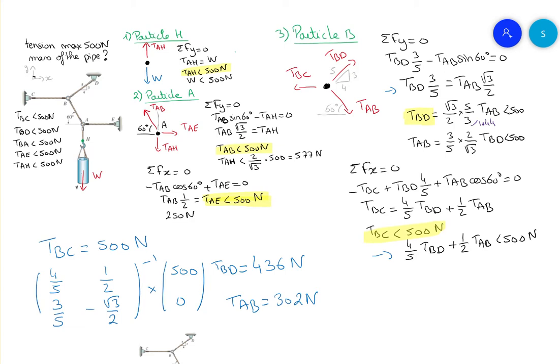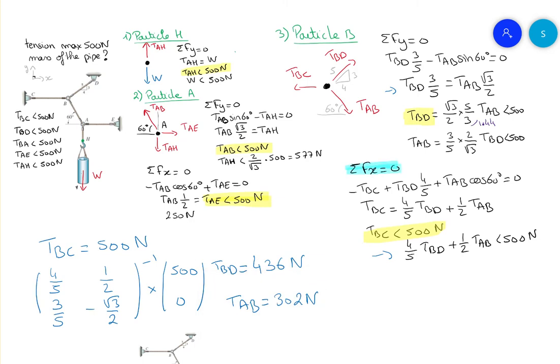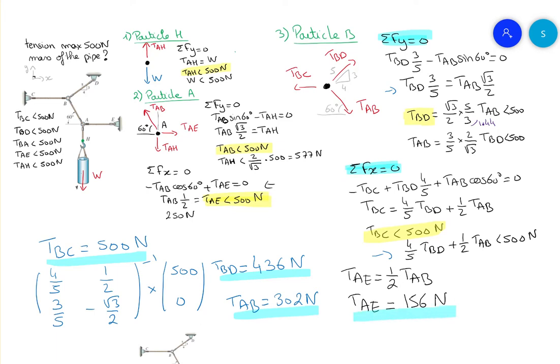Okay, so let me write it in blue: what we did was use this equation and these equations, and we find TBD and TAB, assuming that TBC equals 500. Now let's come back to the particle A equation. We have TAB, TAE, we can use this one. So we have TAE equal to 1/2 of TAB. Okay, so we got TAE equal to 156 Newton, still below 500.